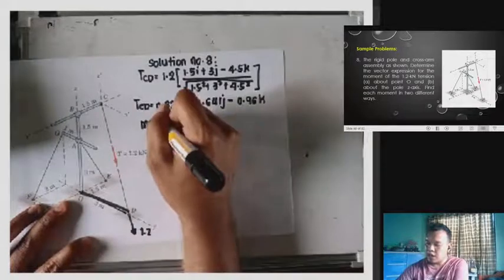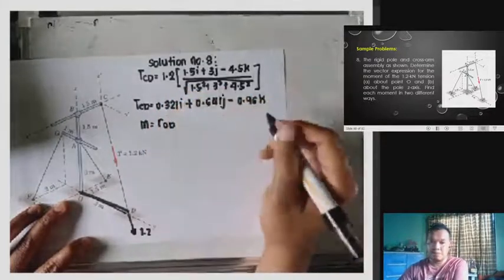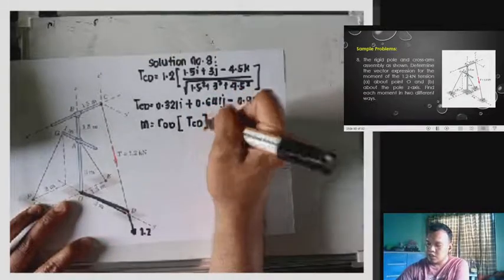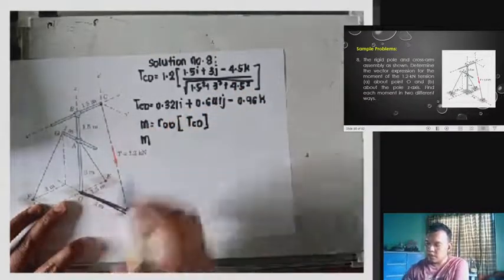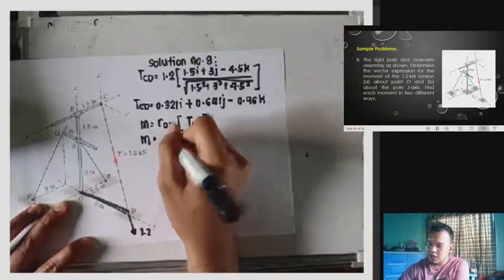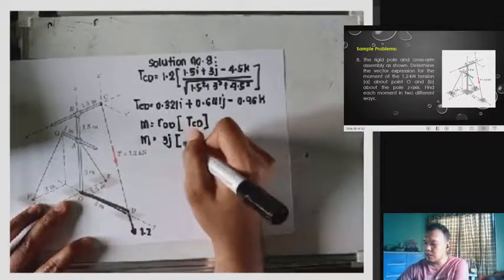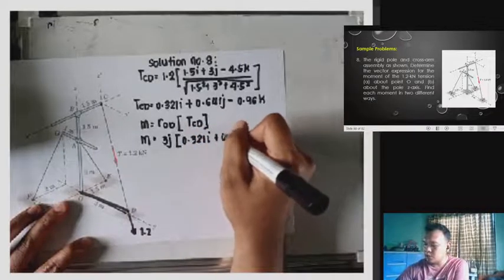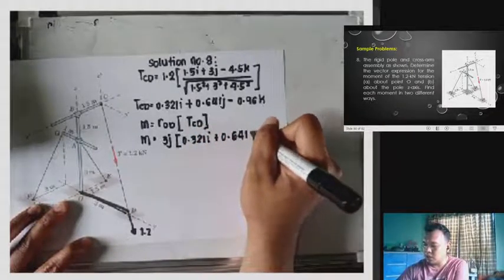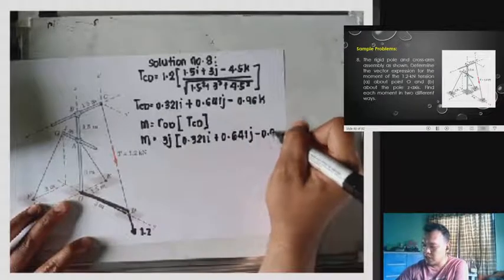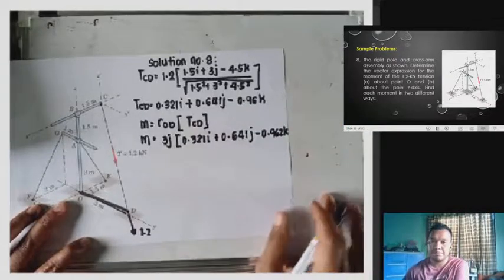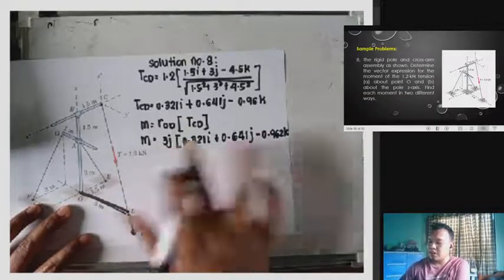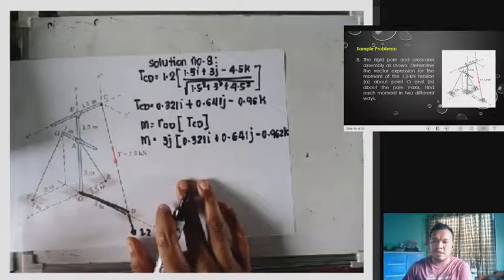So we have here r_OD multiplied by T_CD. So si r_OD is equivalent kay 3j multiplied by T_CD, which is 0.321i plus 0.641j minus 0.962k. Okay? So, di ba, parang nag-interchange lang siya nung nakaraan natin.